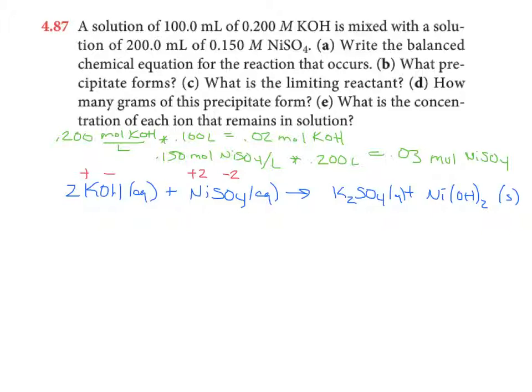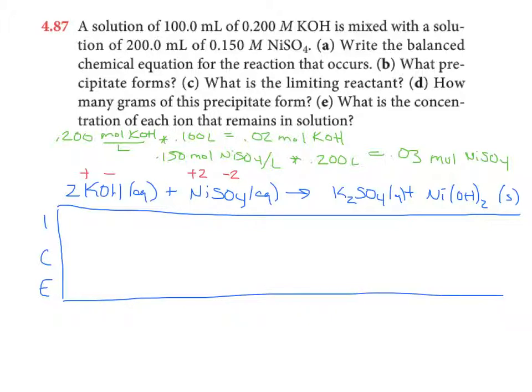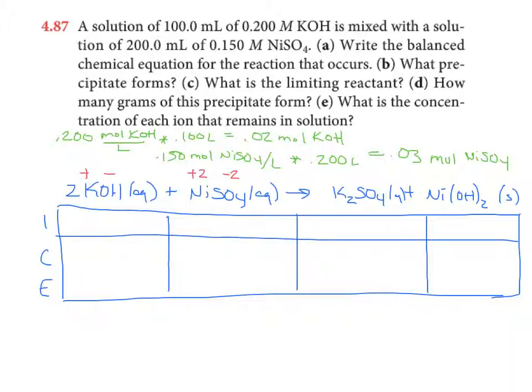I'm going to go ahead and show you what this looks like in an ICE table, just because this is how I do my problems. But you'll see that it matches all of the work you normally do for these stoichiometry problems. So I stands for initial. We said we started with 0.02 moles of the KOH, 0.03 moles of the NiSO4. How many moles of product do we start with? No, there's no product because we haven't done the reaction yet.